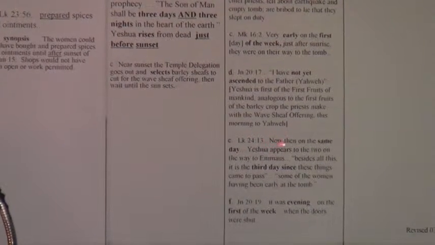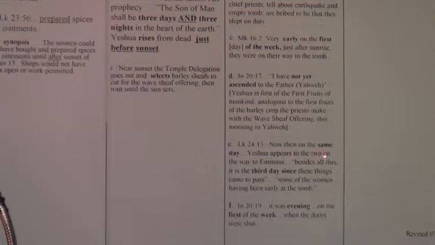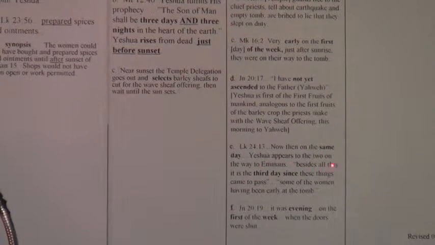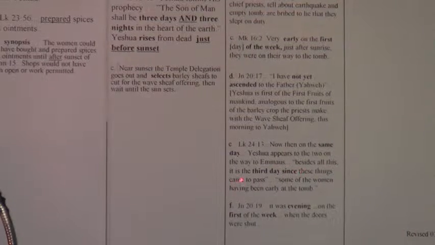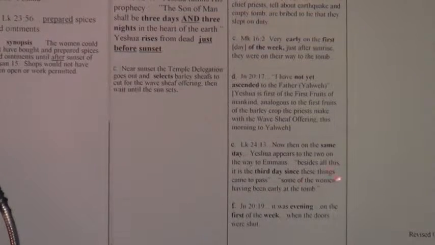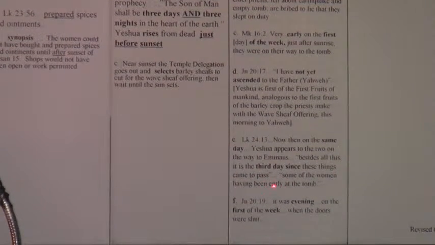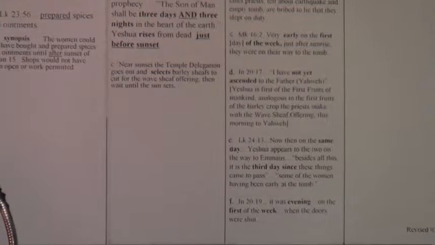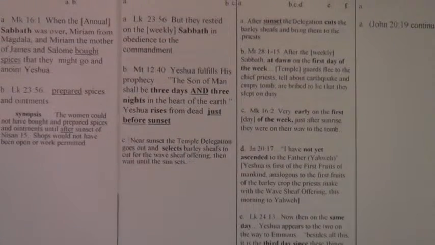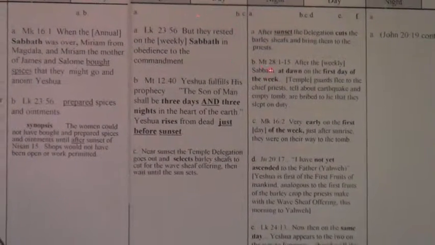Luke 24:13. Now then, on the same day, Yeshua appears to the two on the way to Emmaus. Besides all this, one of them is talking, this is the third day since these things came to pass. Some of the women having been early at the tomb. Third day? So again, they're counting inclusively. 1 day, 2 days, 3 days.